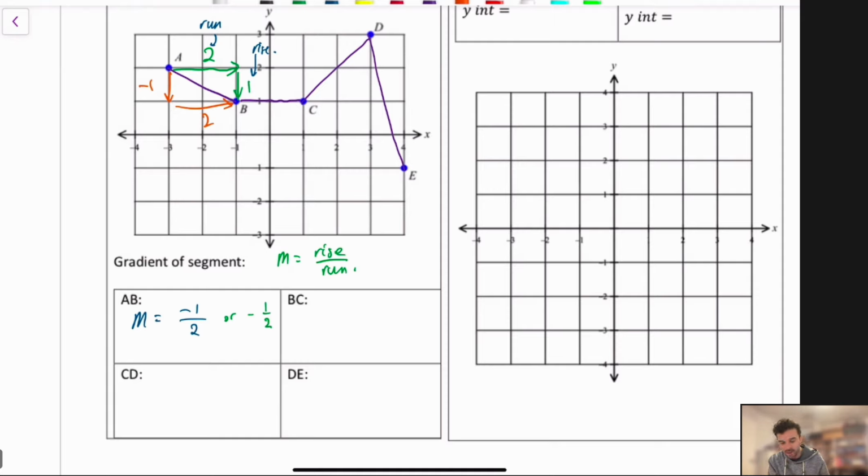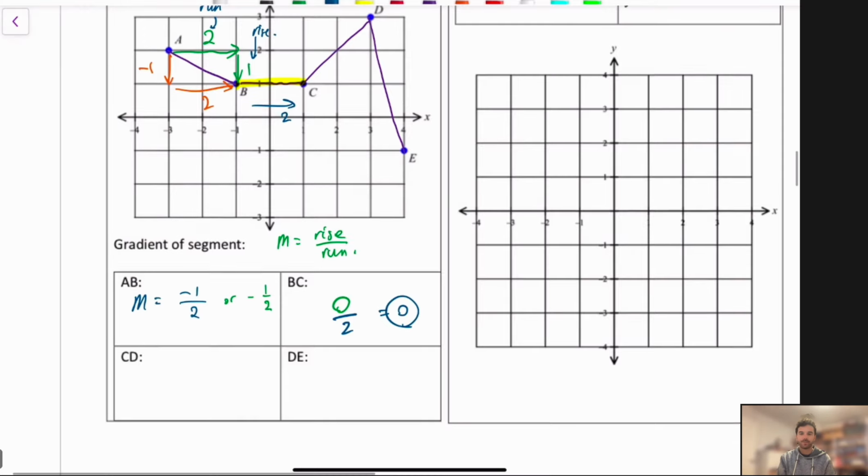Let's have a look at BC now. The gradient we can see for BC is just flat. So that's easy, 0. Okay. And you can think of it as rise is going across 2 and then up or down 0. So you can say 0 on 2. That's rise over run, which is just 0. So we just say 0.